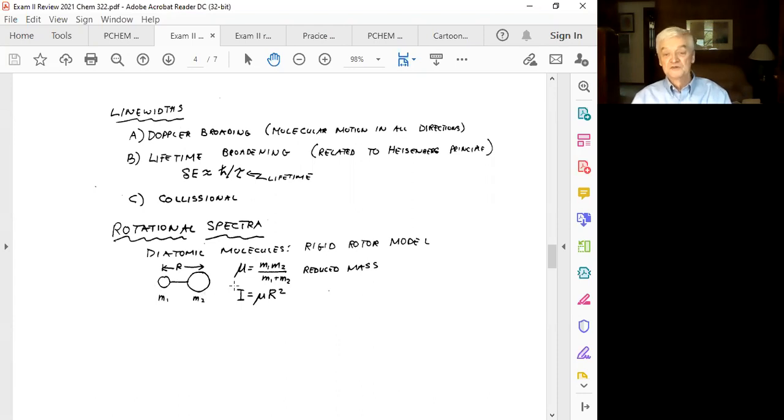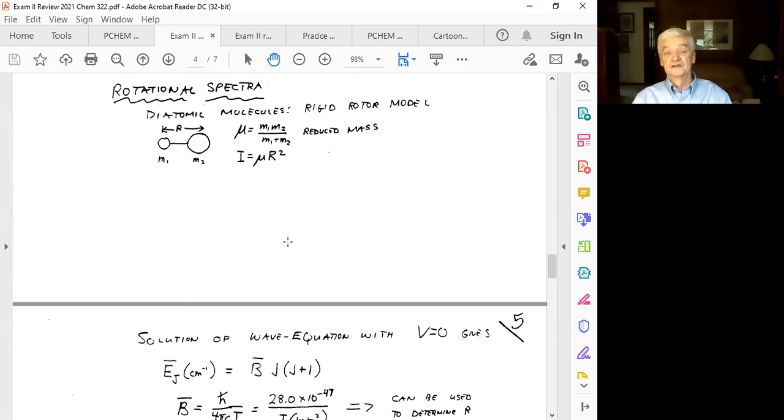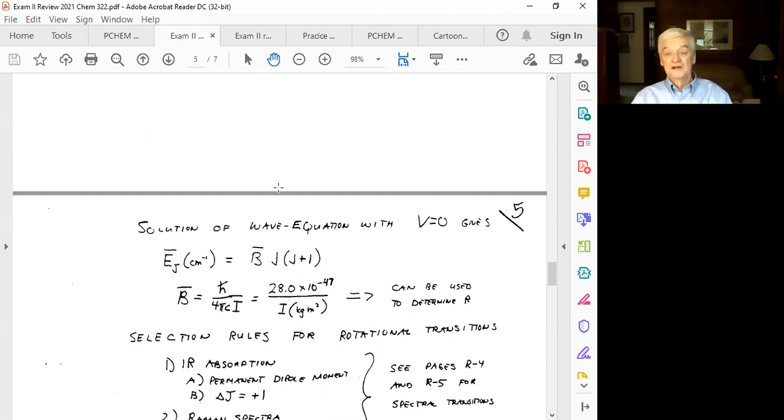We defined a reduced mass, product of the masses divided by the sum of the masses. When you do problems, make sure that you remember to convert it to grams by dividing by Avogadro's number. Moment of inertia we saw is equal to the reduced mass times the bond distance squared. So you have a problem that's going to be related to applying that formula. We solve the Schrodinger equation, and we find the energy levels come out looking like this.